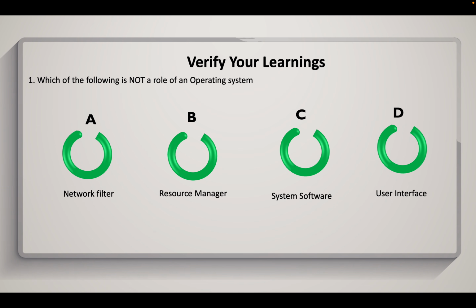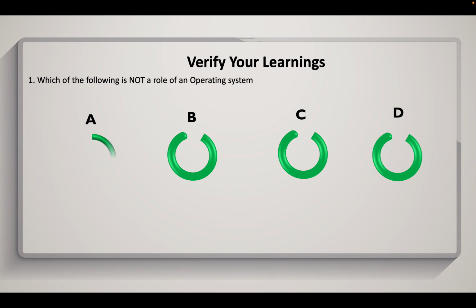Now we'll verify our learnings. Which of the following is not a role of OS? Network filter, resource management, system software, user interface. The odd one is A, network filter. So that is not a role of an operating system.